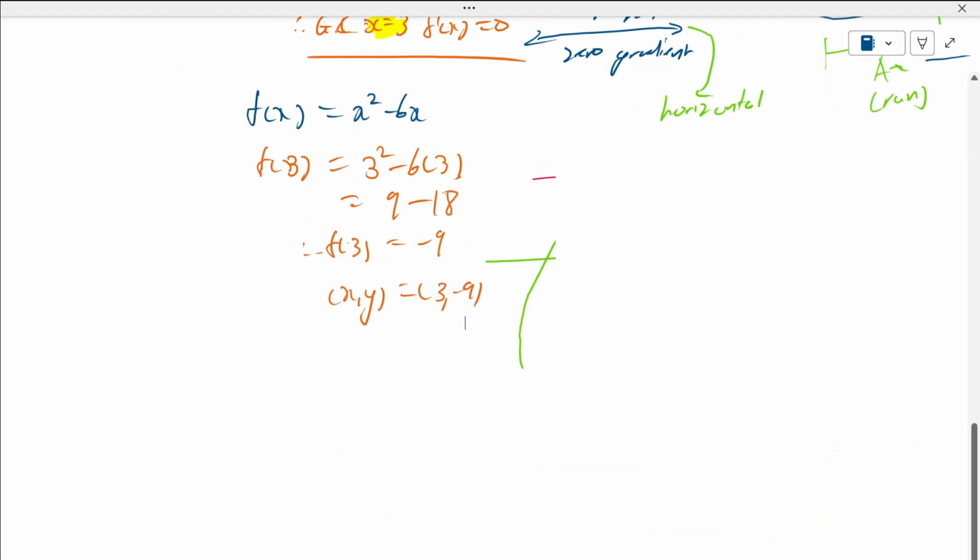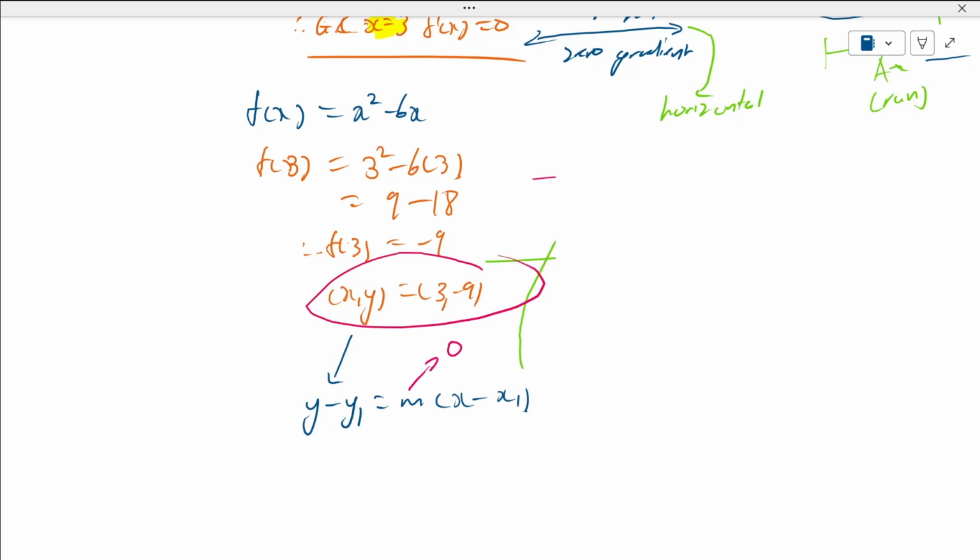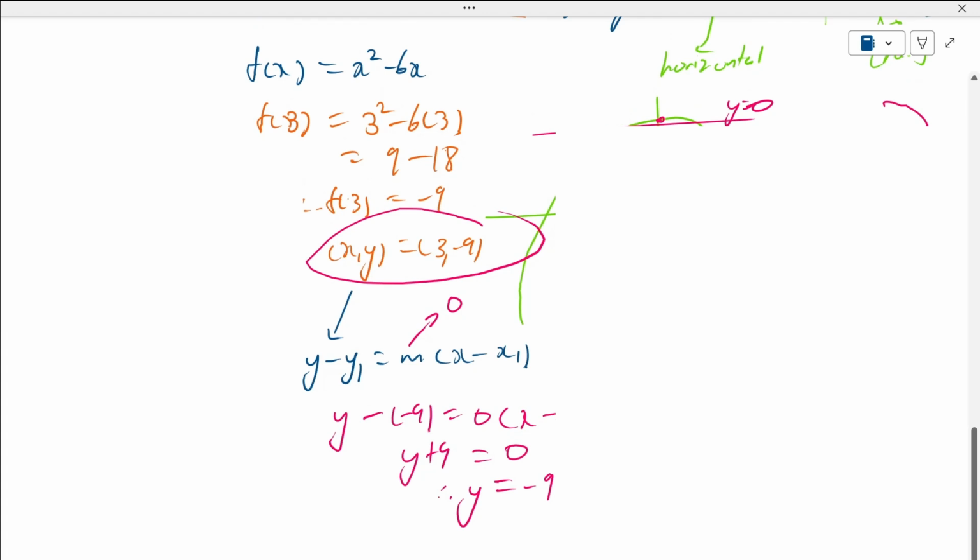So now we can sub this into point slope form, which is y minus y1 equals m of x minus x1. We know that our slope here is going to be 0, and we've got our x and y values, which we can refer to up here. So y minus negative 9 equals 0 of x minus 3. Okay, so that's going to be y plus 9 equals 0. Therefore, y is going to be equal to negative 9. So let me show you a visual demonstration of this right now.